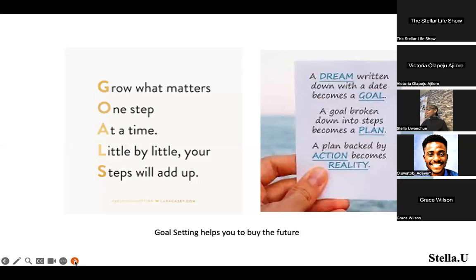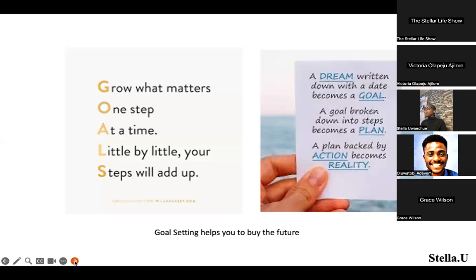You're not just saying, I will just wake up and become a cybersecurity expert. And then even when you know that I need to enroll, you going ahead to take the action to enroll and attending classes, going for exams ensures that your plan becomes a reality. And I know that we're still going to talk about the importance of goal setting, but I just thought to put it there at the bottom, that goal setting helps you to buy the future.